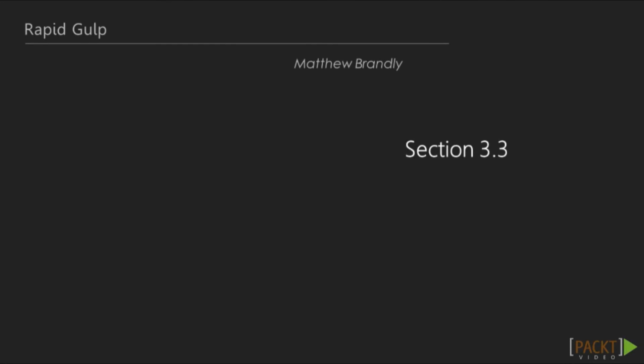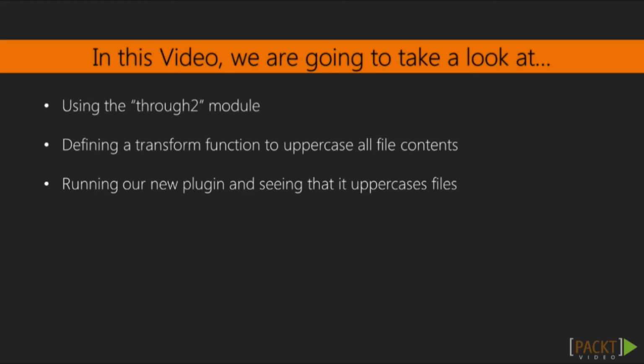Now that we've learned how to handle errors in our Gulp files, let's look at actually writing a Gulp plugin so that we'll better understand how Gulp works internally. We're going to write a plugin that simply uppercases all the letters in any files that you pass through it. We'll need a module called through2, which will help us define a transform function to uppercase a file's contents. Finally, we'll run our new plugin and see that it works.